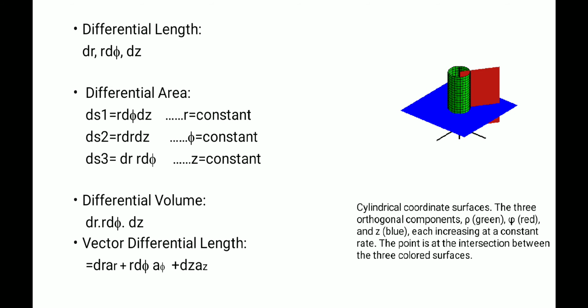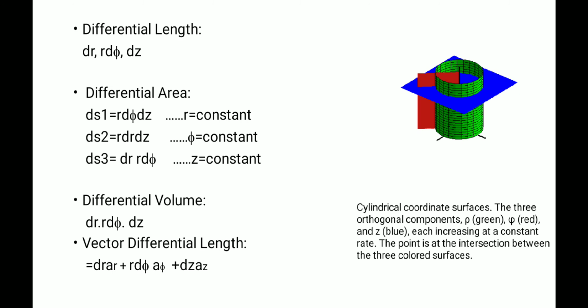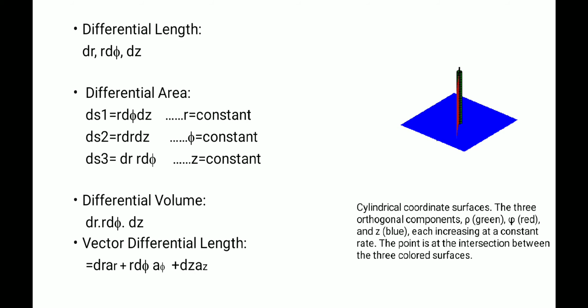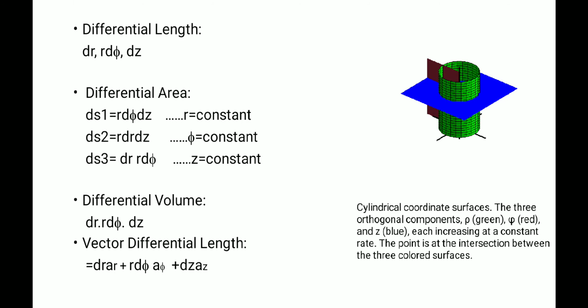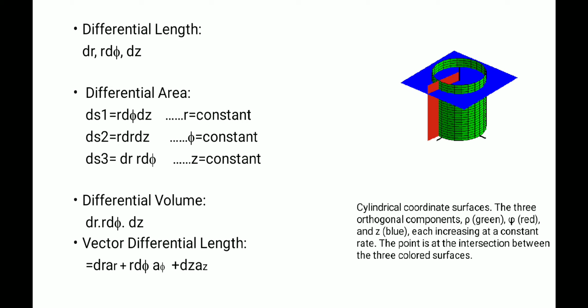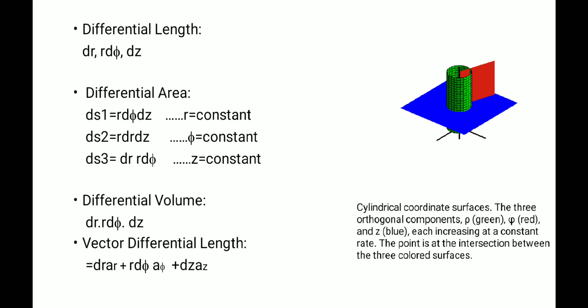Now the differential area: when r is constant, when the radius of the cylinder is constant, the differential area is given by r d phi dz. When phi is constant, it is given by dr dz. And when z is constant, it is given by r dr d phi. The differential volume is given by r dr d phi dz. It is the product of the differential lengths. Now the vector differential length is given by dr a_r plus r d phi a_phi plus dz a_z.